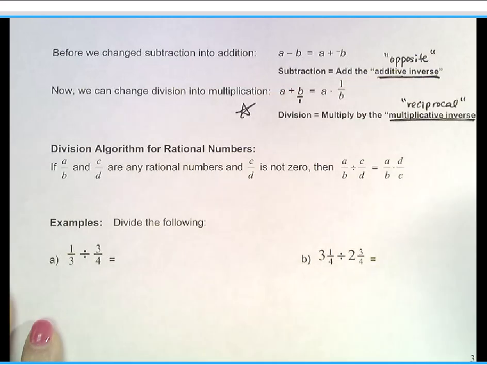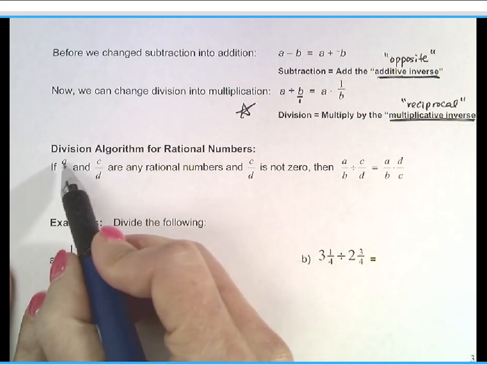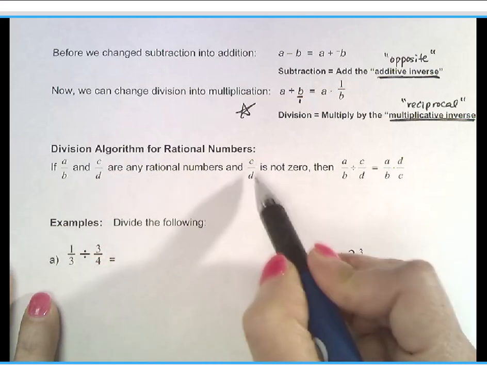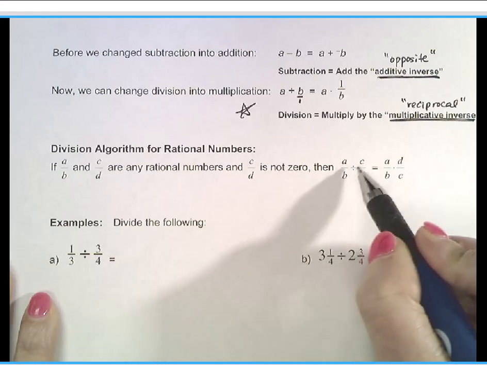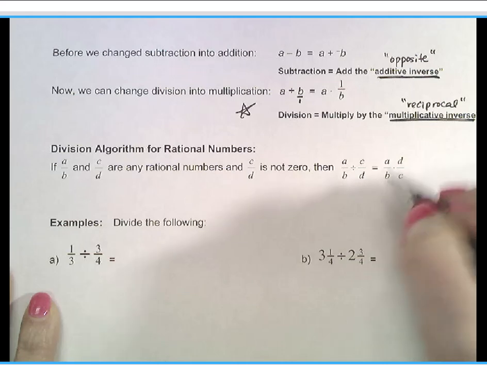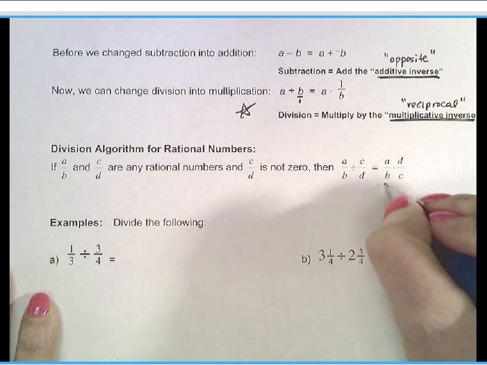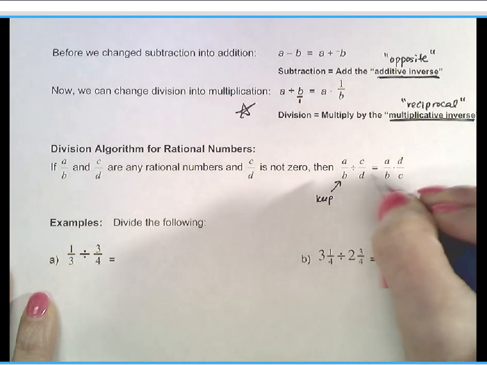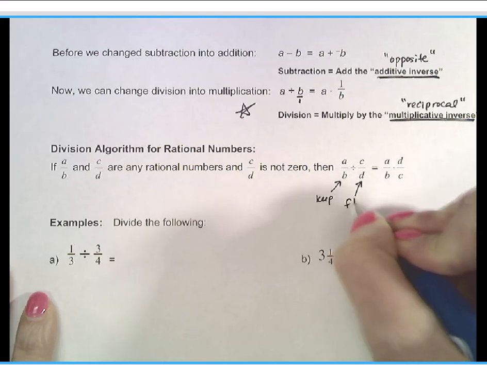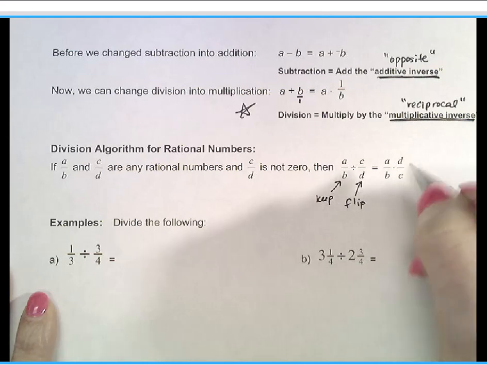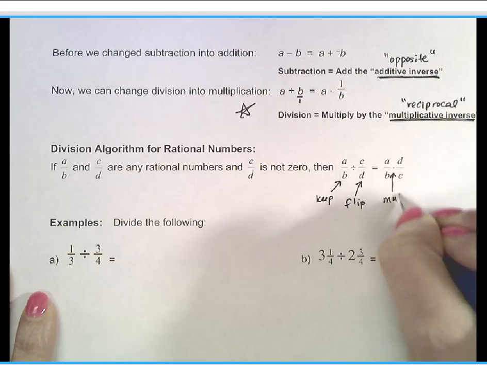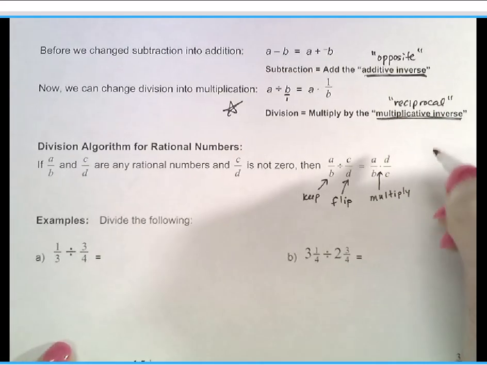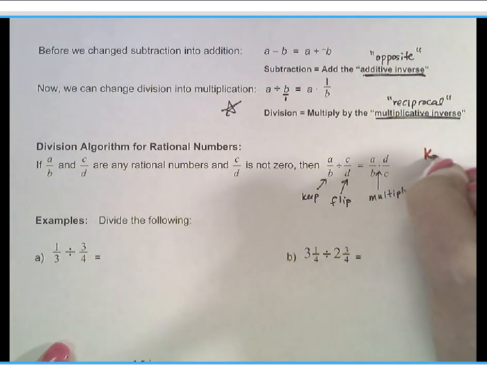So this is huge. The division algorithm for rational numbers is, if a over b and c over d are any rational numbers, and we don't want c over d to be 0, then if you take a fraction and you divide by another fraction, what you do is you keep the first fraction the same. See, a over b stays a over b. So this one you keep. You're going to flip the second fraction, and you're going to change to multiplication. So some of you may have learned the phrase keep, flip, change, or keep, change, flip. Maybe we can do it that way.